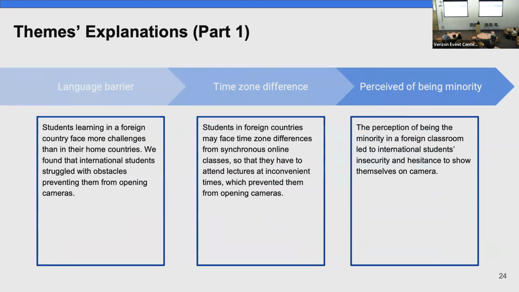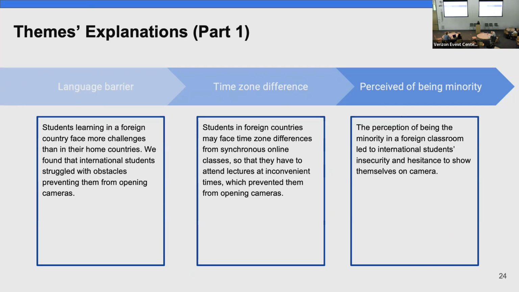And for time zone difference, we noticed that some students, even though they took classes, stayed in their home country. For those students, they faced time zone differences, and some of them took classes at very inconvenient times, for example, during the middle of the night. So this kind of issue prevented them from opening cameras.